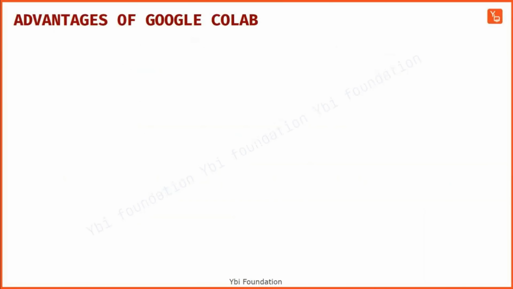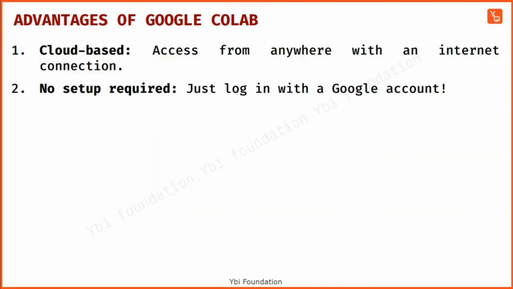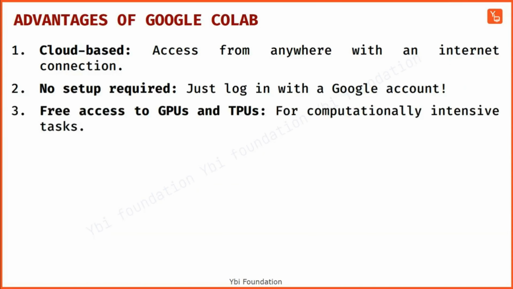The key advantages of Google Colab are: first, cloud-based. Colab can be accessed from anywhere with an internet connection. Second, no setup required. Users can start coding immediately after logging in with a Google account. Third, free access to GPUs and TPUs. Colab provides access to powerful hardware accelerators for computationally intensive tasks.